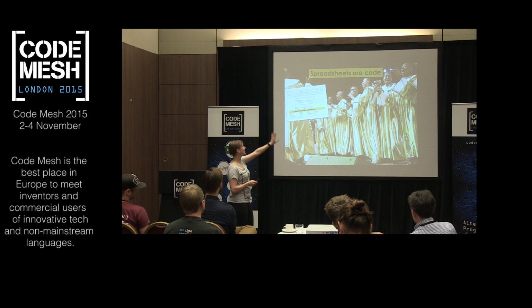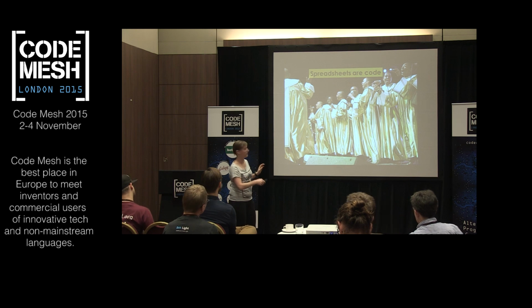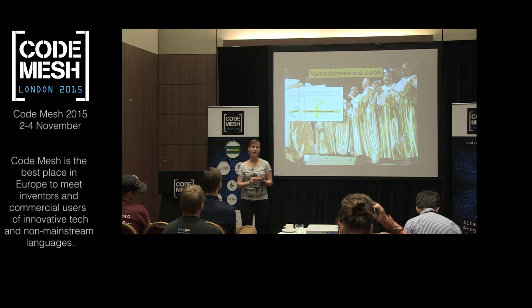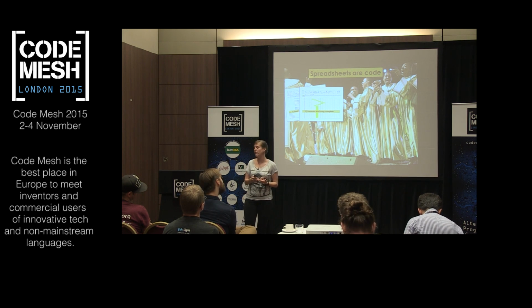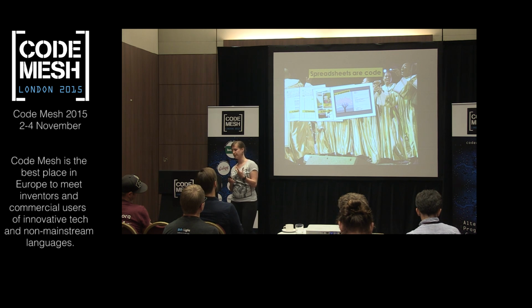Spreadsheets are code. This is the most important thing. Tell all your friends, if you're on Twitter, the rest is not that important, just spreadsheets are code. Why are spreadsheets code? Firstly, they're used for a very similar problem domain. Secondly, they're Turing complete, so they're just as powerful. And thirdly, they suffer from typical software engineering problems.